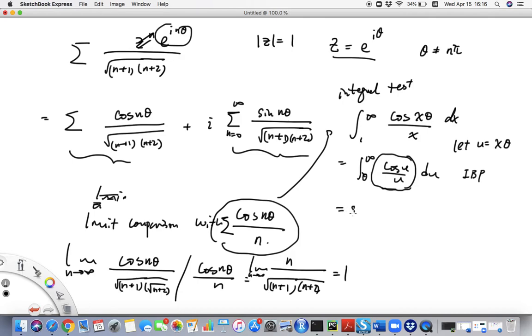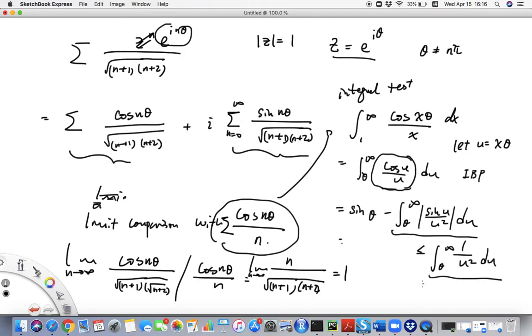So it's going to be, say, sine theta minus theta to infinity sine u over u squared du. Okay? So now this, you can bound it by putting the absolute value. So this is bounded by, so you replace sine by 1. Okay, so this is convergent. Okay, so this integral is convergent.